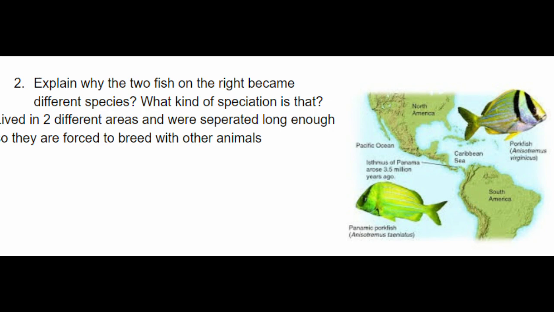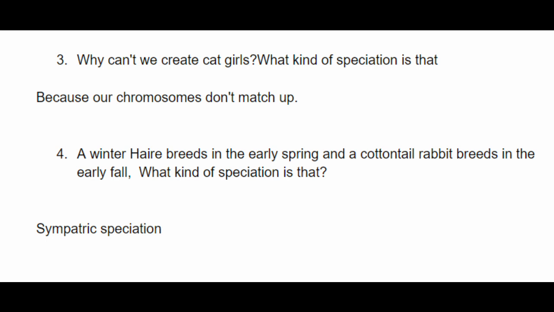Next is this question which we had in our assignment, which is: explain why the two fish on the right became different species. What kind of speciation is this? And this is actually a good answer too, except they didn't really answer what kind of speciation, but I'll tell you. They lived in two different areas and were separated long enough and were forced to breed with other animals. So I would put down that this is actually allopatric speciation, which is true because allopatric is when there is a physical barrier. So this is a good example of allopatric speciation, and since they were separated, they actually were breeding into different species.